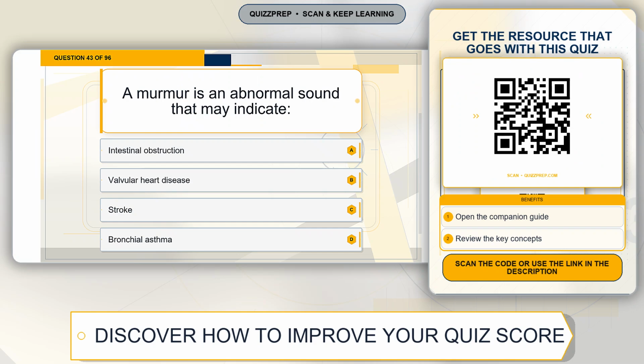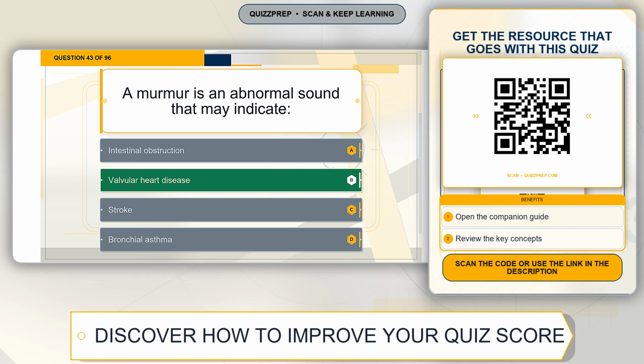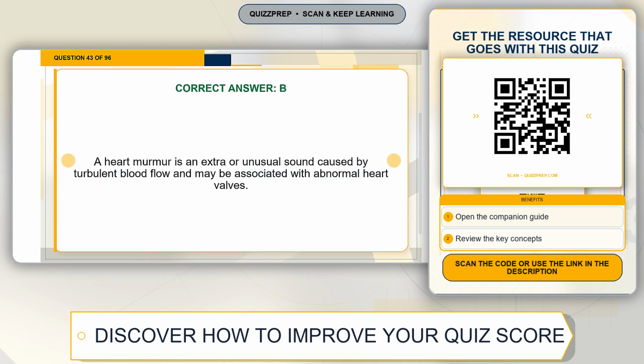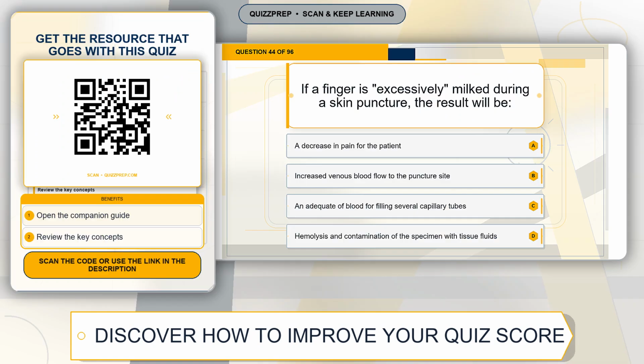A murmur is an abnormal sound that may indicate: option A, intestinal obstruction; option B, valvular heart disease; option C, stroke; option D, bronchial asthma. The correct answer is option B, valvular heart disease. Explanation. A heart murmur is an extra or unusual sound caused by turbulent blood flow and may be associated with abnormal heart valves. Question 44.